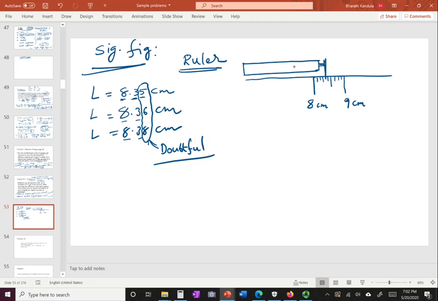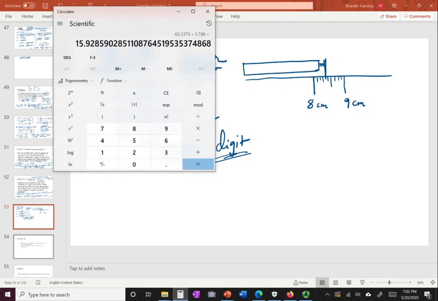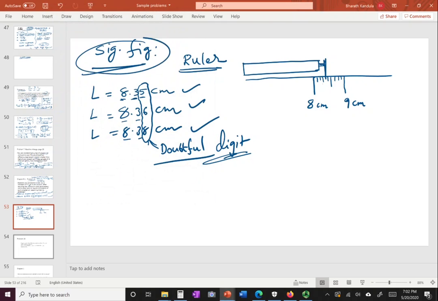Because the length is not exactly 8.3, it's a little more than 8.3, so we are guessing that last digit. This is called the doubtful digit. And it is very important that you include one doubtful digit in your measurements. You see all these three values are correct for the length measurement of this pencil. Now, we're talking about significant figures.